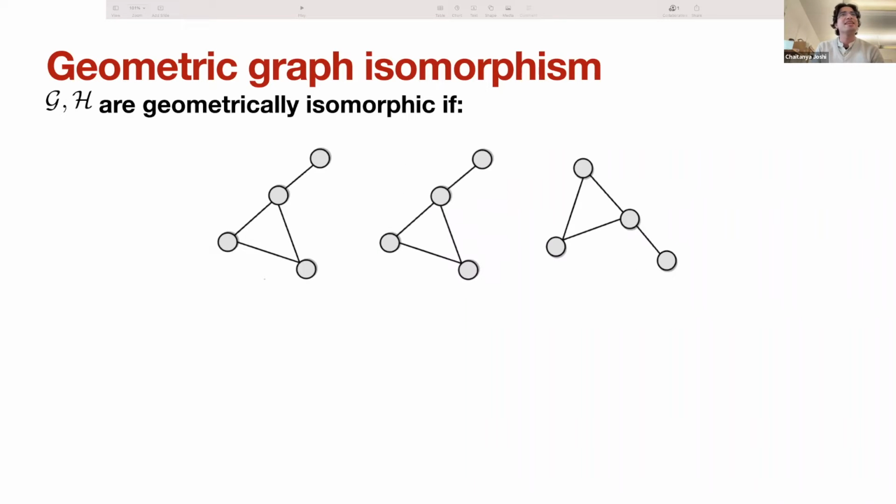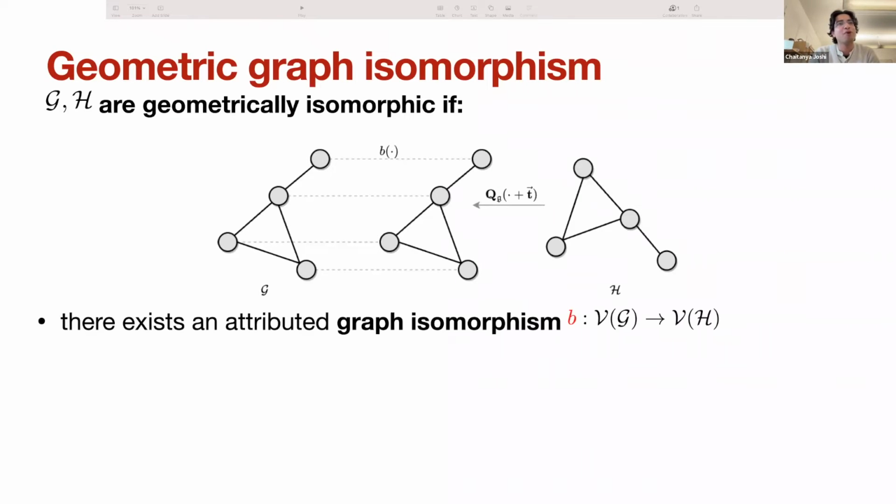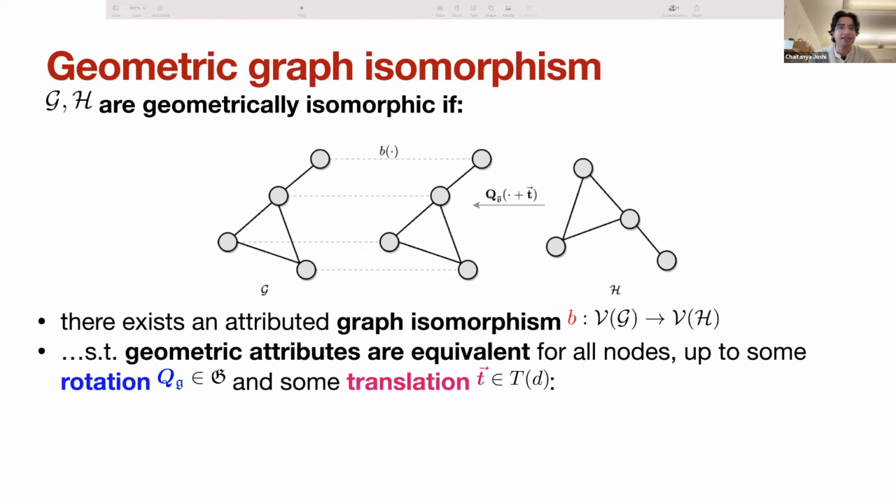And this problem is essentially saying that two graphs are geometrically isomorphic if you can superimpose them onto each other. There exists, of course, an attributed graph isomorphism, and the geometric attributes are equivalent.